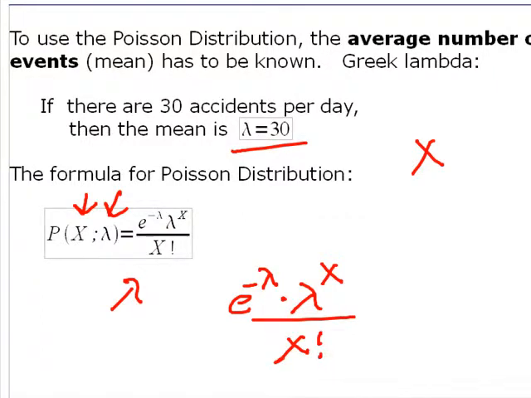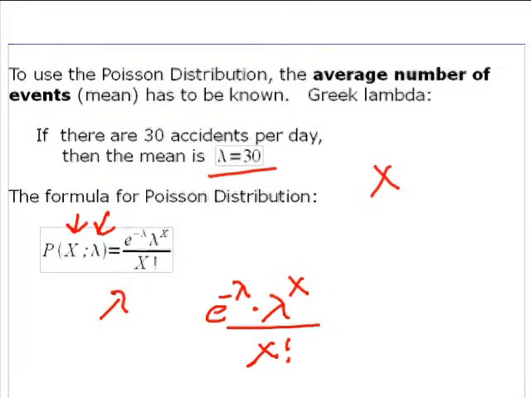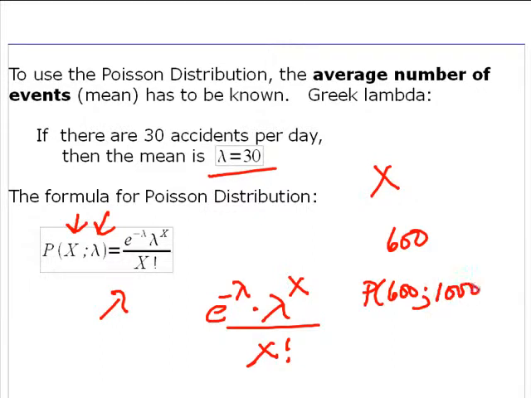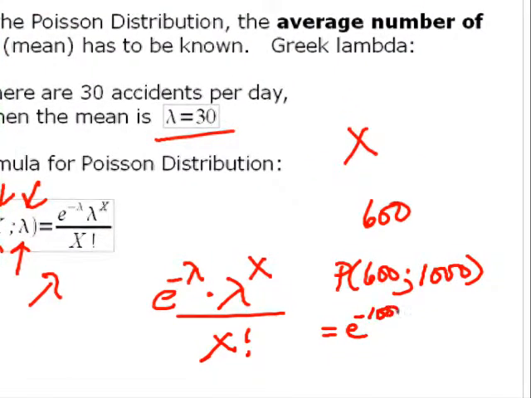For example, if you want to know the probability of 600 traffic accidents when the average number was 1,000 per day, what's the probability that there's going to be 600 accidents today if the average number of accidents in a day is 1,000? The x is the number you're investigating, lambda is the average. So you just plug this in: e to the minus 1,000 times 1,000 raised to the 600, divided by 600 factorial, something that would require a calculator.